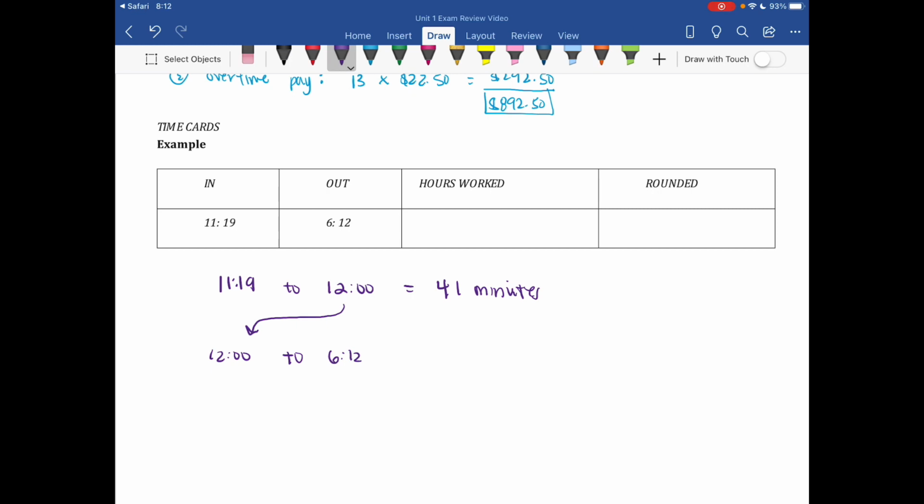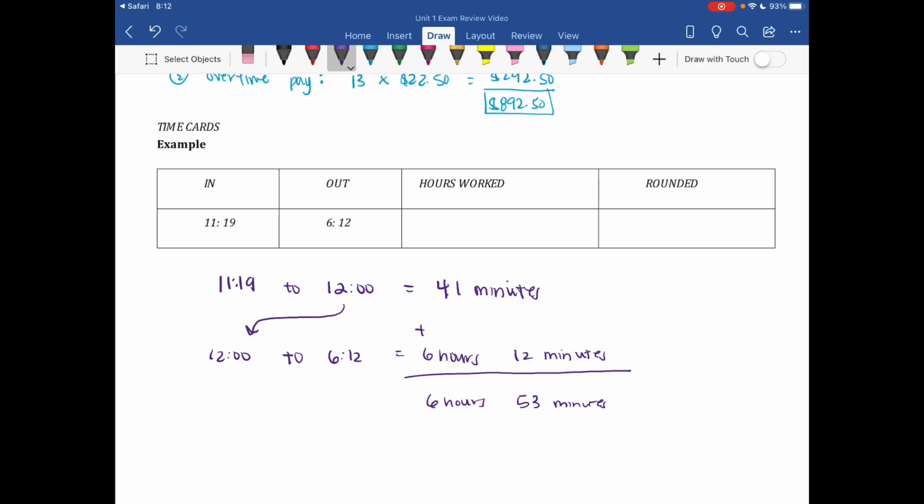It can be helpful to just count on your fingers starting at the next hour. So we're going to go 1, 2, 3, 4, 5, 6 for a total of 6 hours. Then we have to go from 0 minutes to 12 minutes, which gets you 12 minutes. Then to find the hours worked, you need to add these two together, which is going to give 6 hours and 53 minutes.